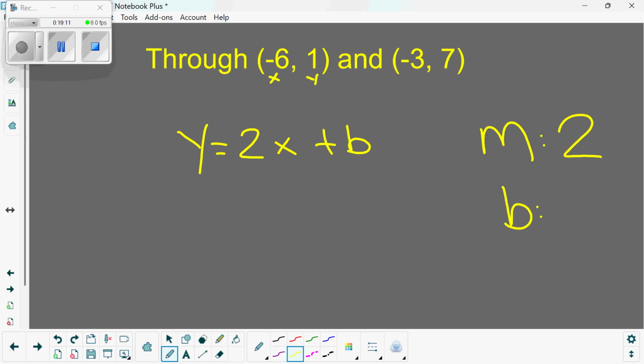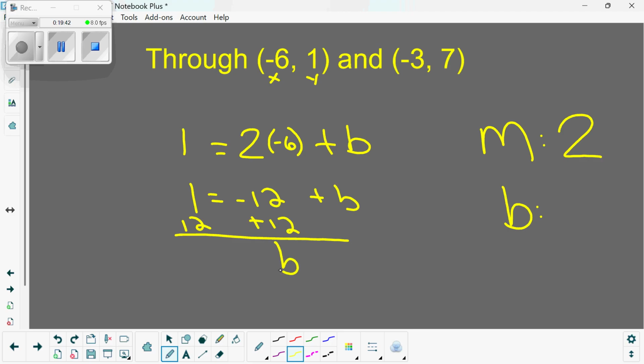Nice light work here. I am going to take out this one. I am going to take out this one. I'm going to stop talking for a minute. If you're already with me, can you keep going and get your B? I'm going to breathe for a second. I got 1 equals -12 plus B. I'm going to be moving that 12 over to the other side. So now I know that my B is 13. There it is. That's Algebra 1.